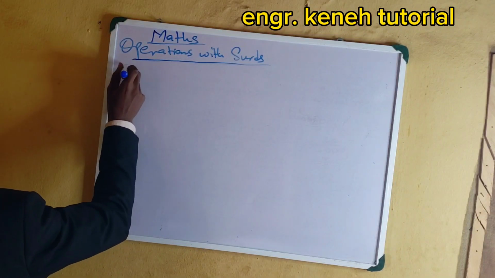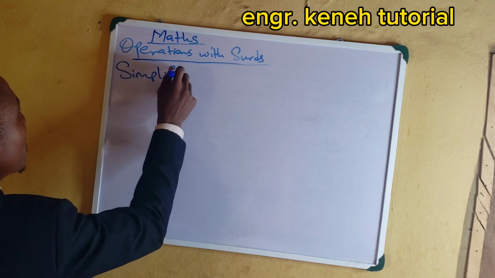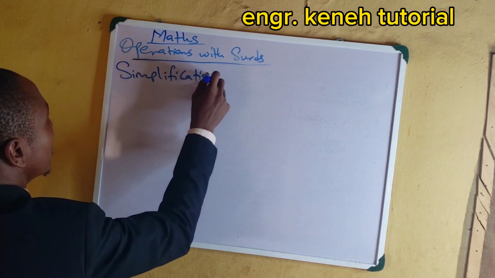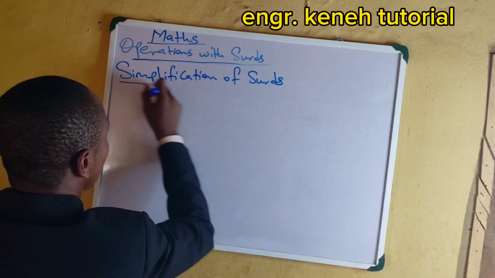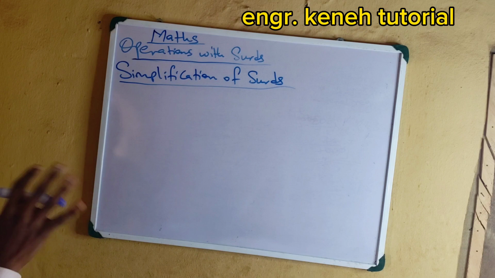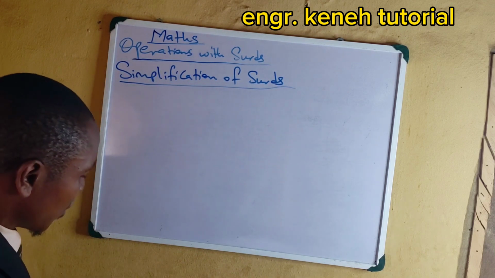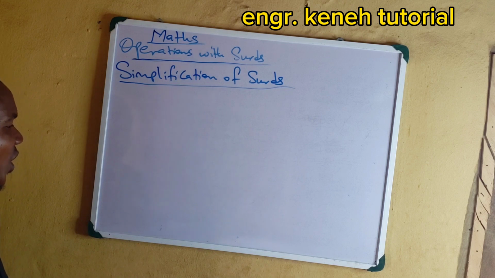We have another one we call simplification of surds. This simply means reduce this surd to basic surd.